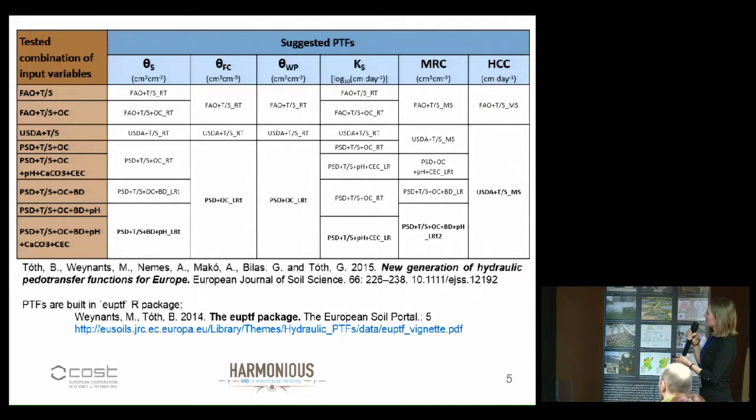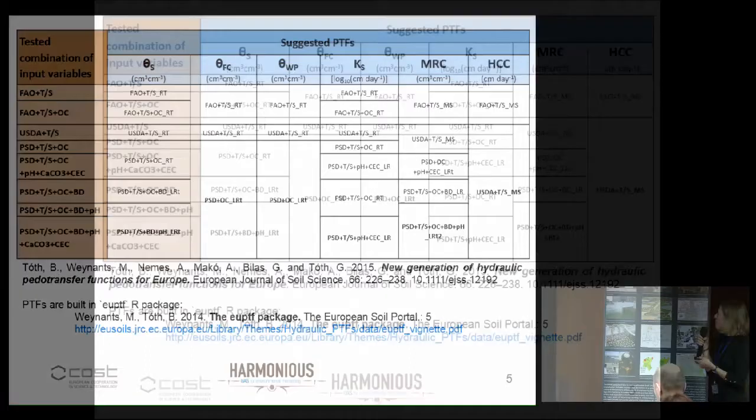Here you can see that for the studied soil hydraulic properties, so these are the most used ones. This is the saturated water content, the water content at field capacity, the water content at wilting point, the saturated hydraulic conductivity. This is the moisture retention curve, so the van Genuchten parameters. And then the Mualem-van Genuchten parameters to describe both the moisture retention curve and the hydraulic conductivity curve.